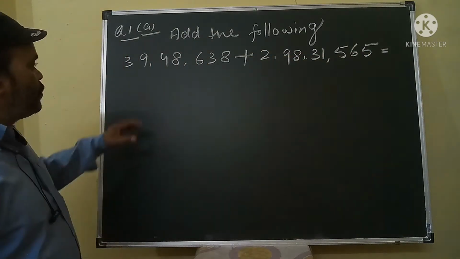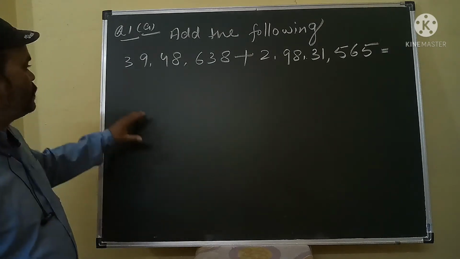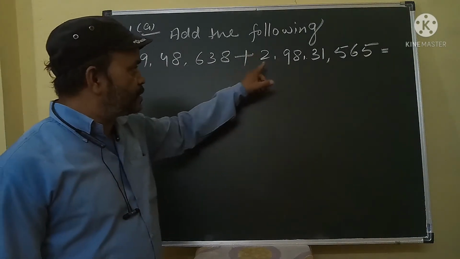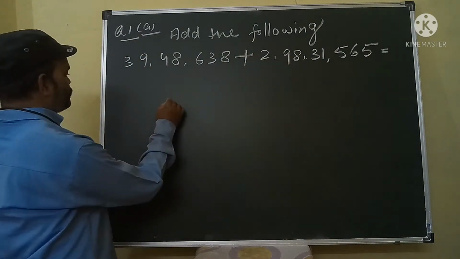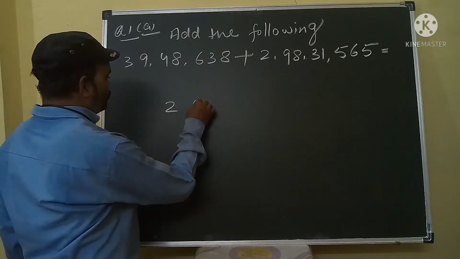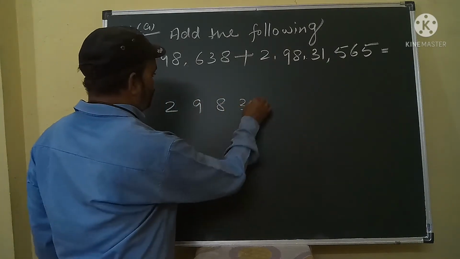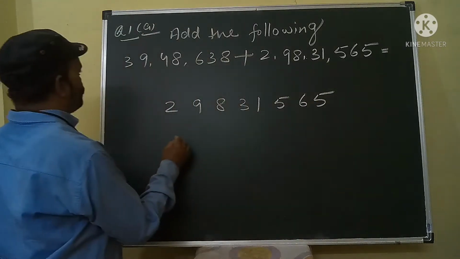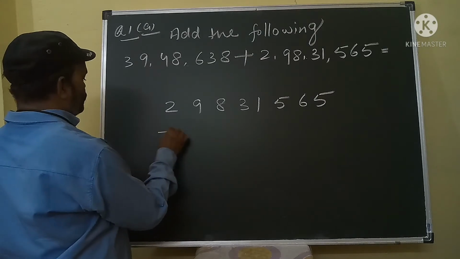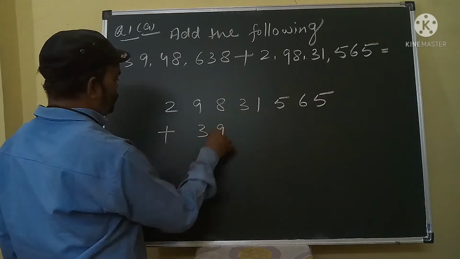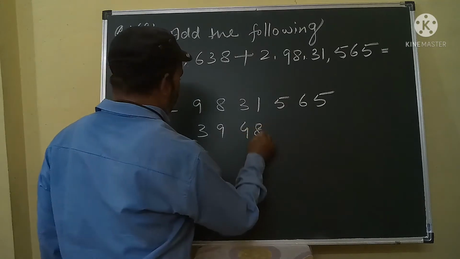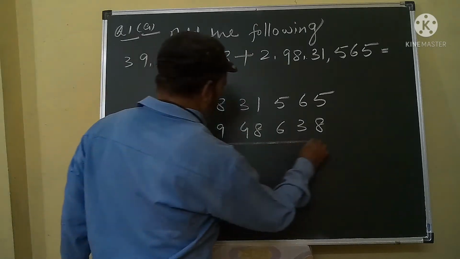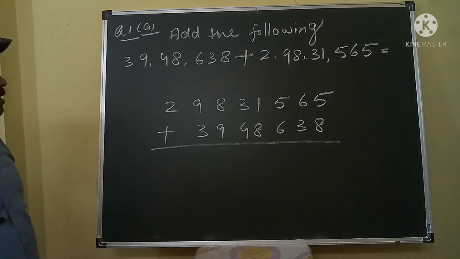Okay, and what is the sum of these two numbers? First we will write the bigger number. Look here, 2 3 1 3 1 5 6 5, then plus 3 9 4 8 6 3 8. What is the sum of these two numbers?